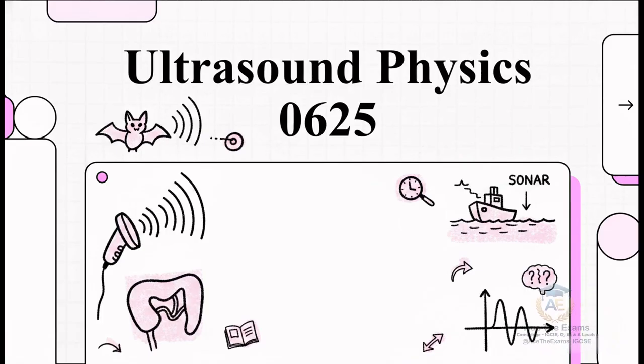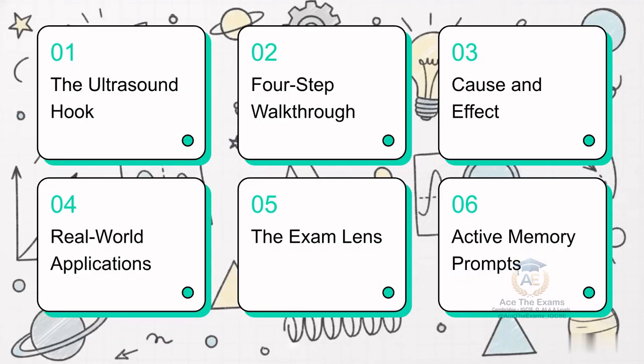We're going to completely flip the script, look at how ultrasound appears in real systems, run through actual exam calculations, and build your physics success blueprint. So here is our roadmap for today. We'll start with the ultrasound hook, move into a 4-step walkthrough, deep dive into physics, cause and effect, explore real-world applications, focus strictly through the exam lens, and wrap up with active memory prompts. It is a highly structured pathway taking you from basic curiosity straight to exam readiness.